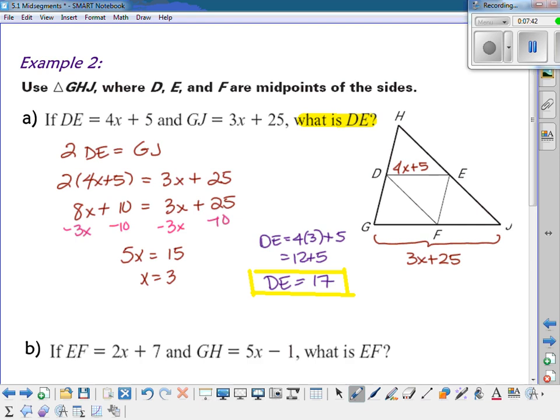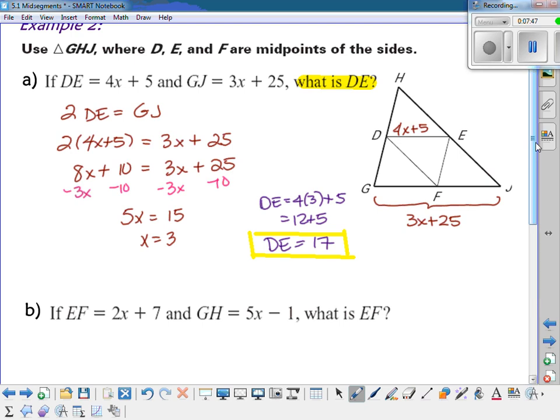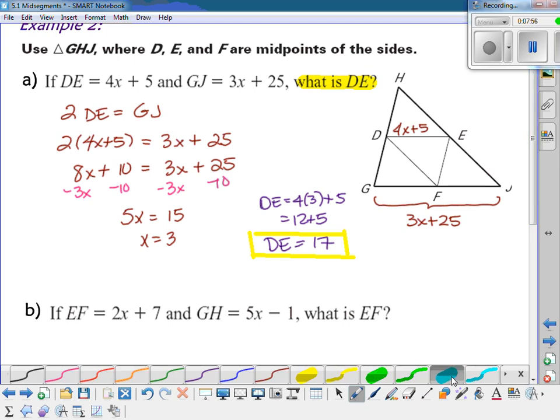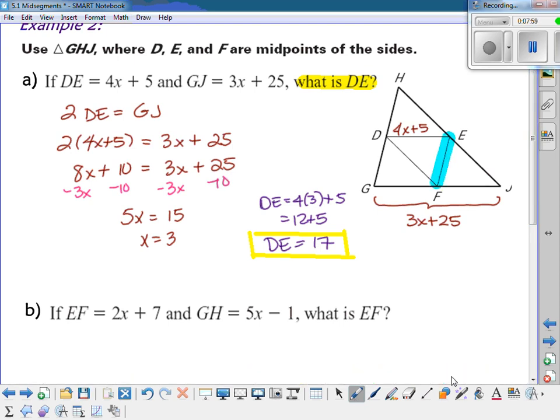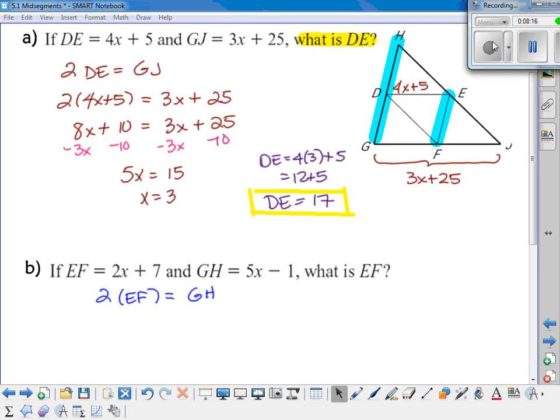Okay, so using the same figure, suppose that EF is 2x plus 7 and GH is 5x minus 1. So now I'm looking at EF and GH. So it's a similar situation to the last one. Pause the video, see if you can figure this one out for yourself. Make sure you remember that it takes 2 EFs to equal 1 GH. Use that to set it up.